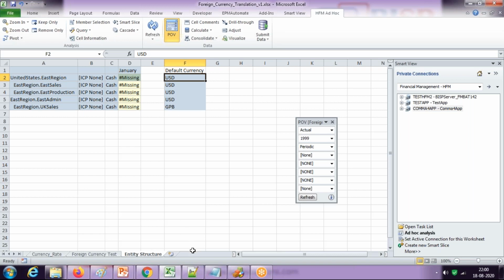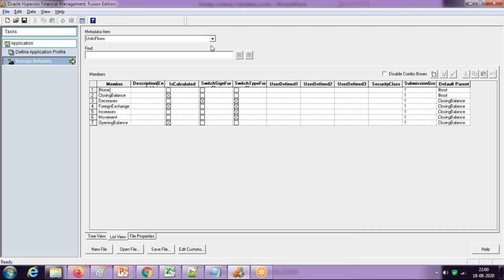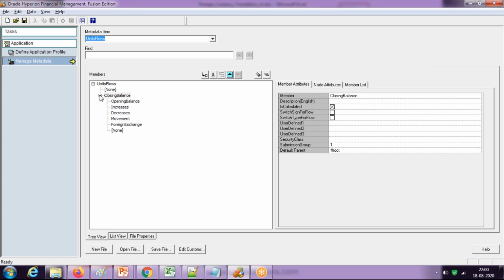Let's start with understanding our application structure. I have a unit flow custom dimension, which behaves as a movement dimension, and has the members opening balance, increases, decreases, movement. If you look carefully, increases has a switch sign for flow, which means whatever number you input, the sign will switch. If I input negative, it becomes positive. If I input positive, it becomes negative. Increases, decreases, movement, all of them have the switch sign for flow property set to true.